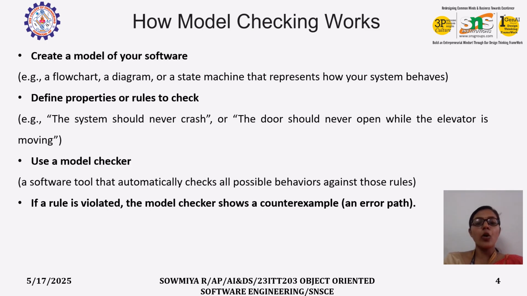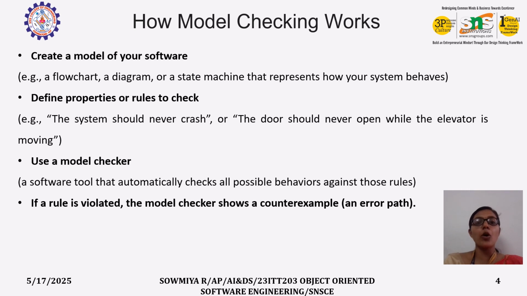Then, how does model checking work? Here is how the model checking process typically works. First one is model creation. You first abstract your system as a model, typically a finite state machine. These models represent the states, for example, logged in and transaction pending, and the transitions of how you go from one state to another.